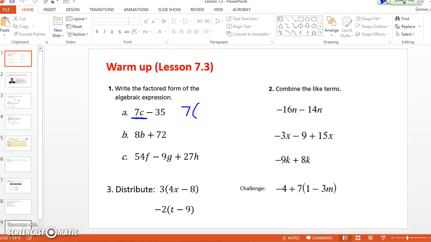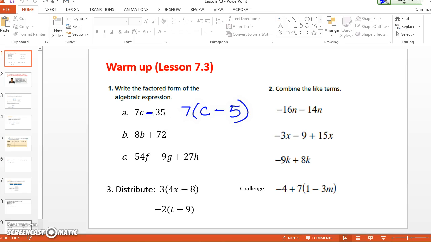No, because 7 times 7 would be 49. How about just C? Because 7 times C would be 7C. And we're going to keep the subtraction. Now, Nick, 7 times what gets me to 35? That's the 5. Good. There you go. So that's what I should have. Okay? All right, next one.